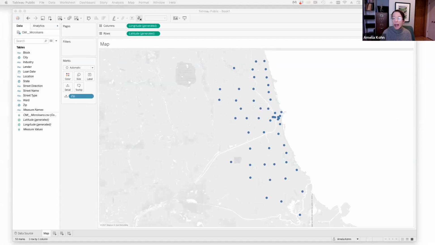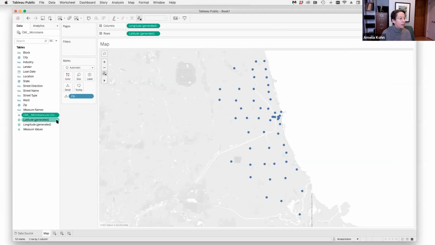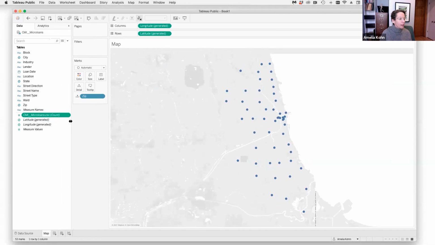Okay, in the example, remember, the circles weren't all the same size. Circles were larger where there had been more loans and smaller where there had been fewer loans. So what I want to do is tell Tableau to size these circles according to the number of loans. And that's where this field that I talked about that Tableau creates automatically, this number of rows field that gets named for the name of my data file, which is CMI_microloans. So what Tableau is counting is the number of loans within each zip code. And what I can do is say, okay, tell me how many loans are in each zip code.